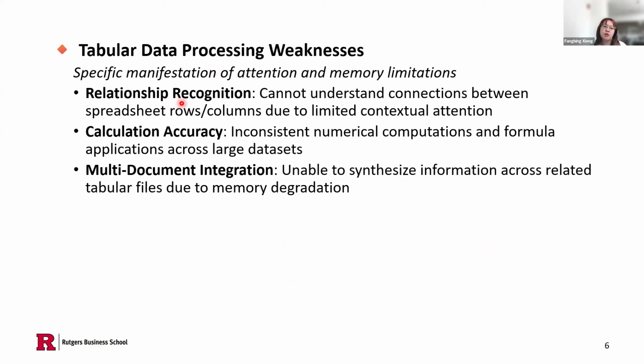The first one is relationship recognition. It cannot understand the connection between the spreadsheets, rows, and columns due to the limited contextual attention. And when you combine the reasoning together, the calculation accuracy decreases. So there's a kind of inconsistent numerical computations and formula application across large data sets.